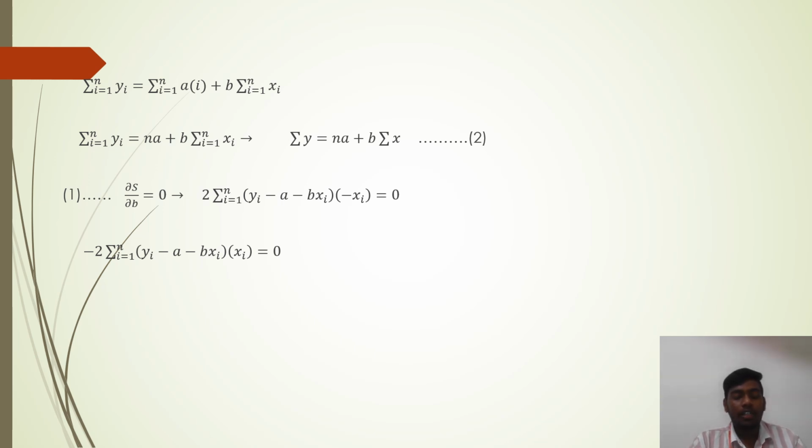Now, when equation 1 is partially differentiated with respect to b, it becomes 0.